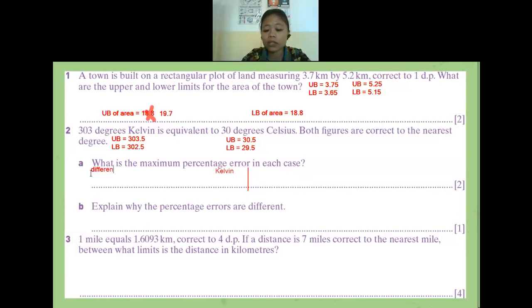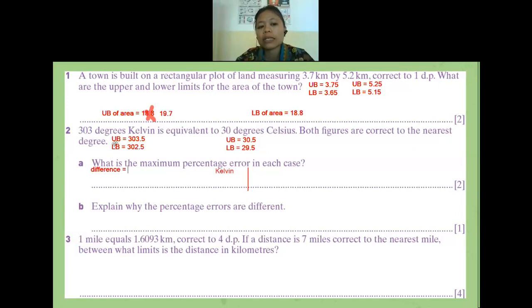How many is the difference? Anyone want to help me? Hello? Or did my internet disappear? Teacher, difference from upper bound, lower bound, or difference from Celsius? Let us focus on the Kelvin first.